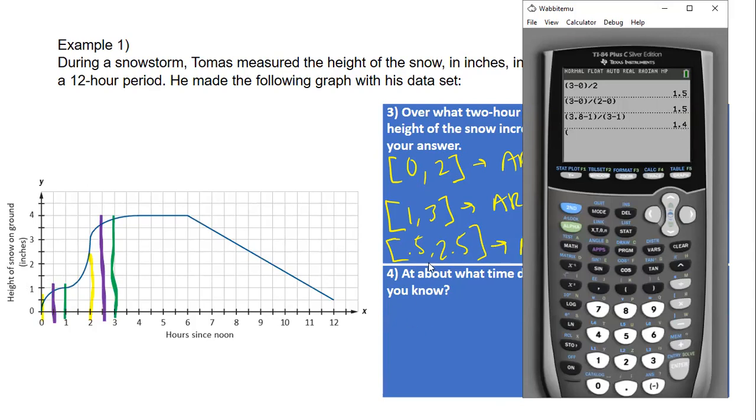I'm going to do the same thing for 0.5 and 2.5. I go to 2.5. It's roughly a little bit past 3.5, so I'm going to put it at 3.6. So I have 3.6 minus, I'm going to go to 0.5. It's going to be roughly, say, 0.8.